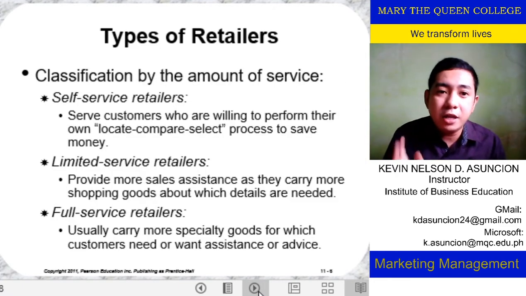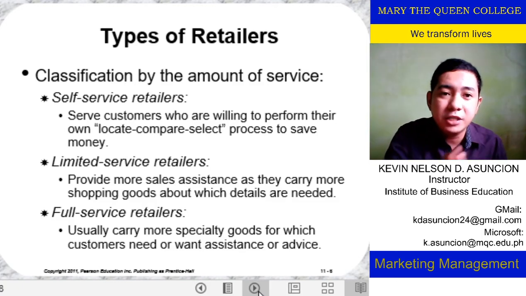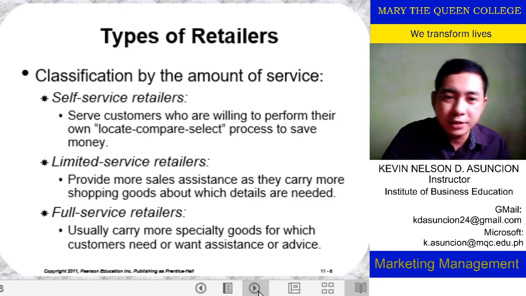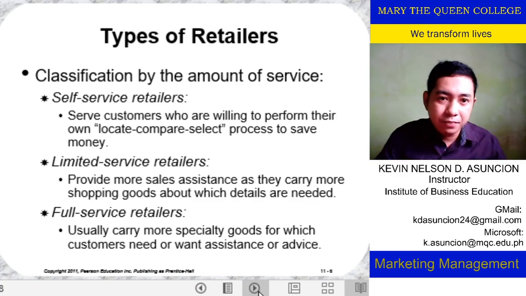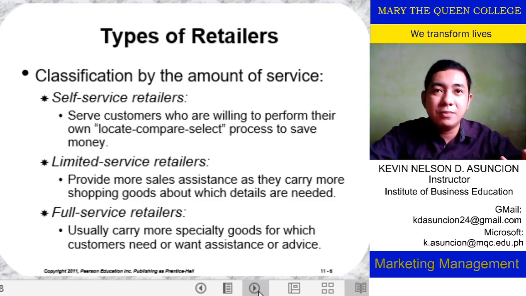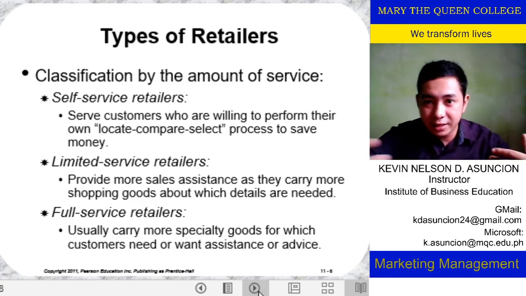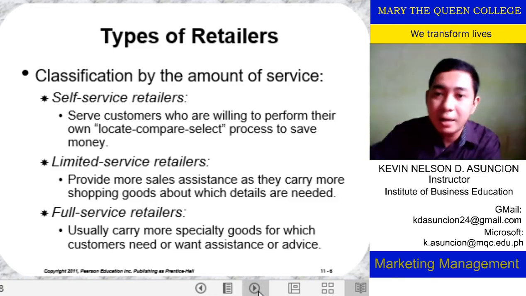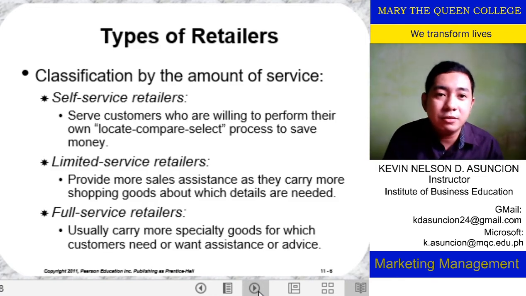So we have different types of retailers, classified by the amount of service as mentioned earlier. There are what we call self-service retailers. Who are these self-service retailers? They serve customers who are willing to perform their own locate, compare, select process to save money. Parang ito yung mga klase ng tao na bumibili sa retailers na tinitignan nila yung price and the specifications. They get to compare that from one aisle to another. So, ikaw na bahala pumili. Nasa sayo na yan. That's what we call the self-service retailers.